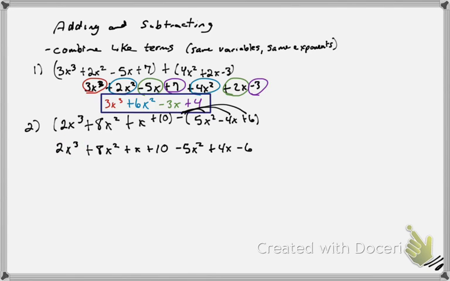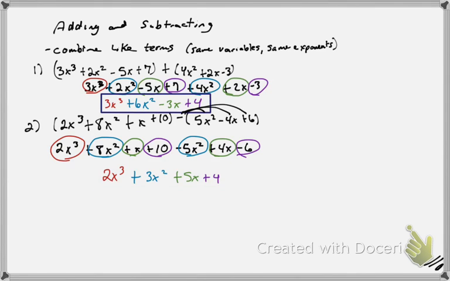When we start to combine like terms, again, just like the first question, I only have 1 cubic. So I start my answer with 2x cubed. The second thing is that I see 8x squared minus 5x squared. When I combine those two, we have 3x squared.